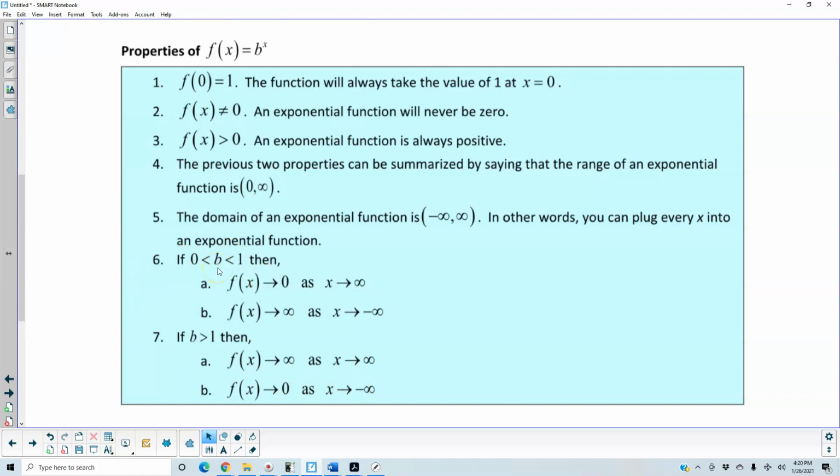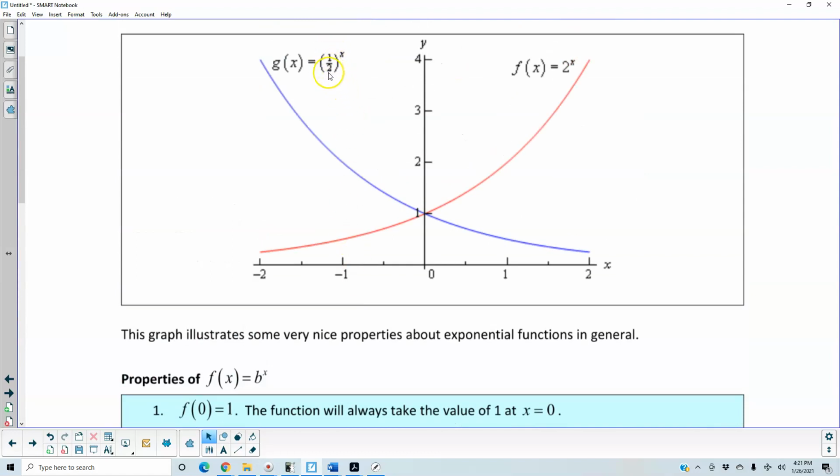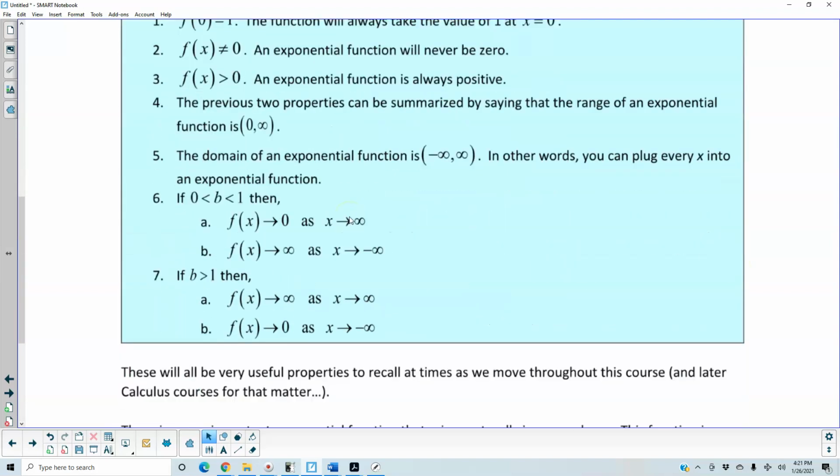If the value of b is in between 0 and 1, that means the base is going to be a fraction. And it's saying that the function approaches 0 as x approaches infinity. So let's take a look at this one. Our base is 1/2. It's in between 0 and 1. And the function is approaching 0, and x is approaching infinity. Now, if the function was approaching infinity, then x would be approaching negative infinity if we had a value in between 0 and 1.